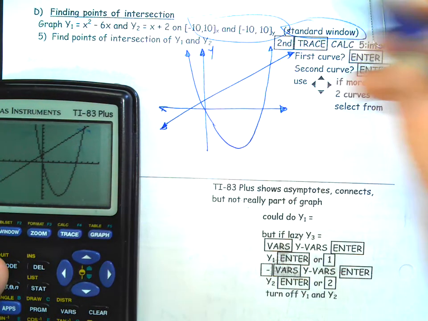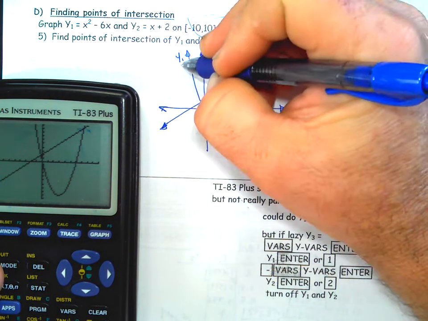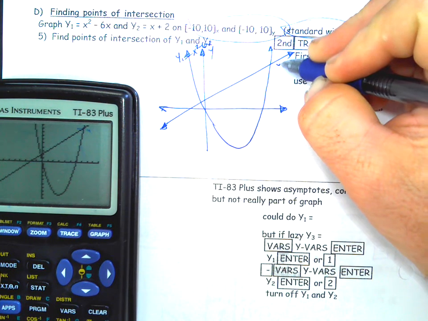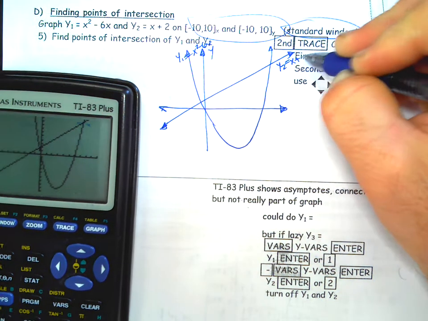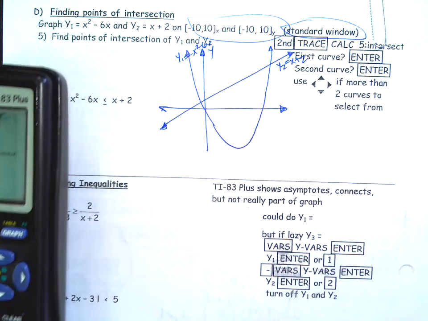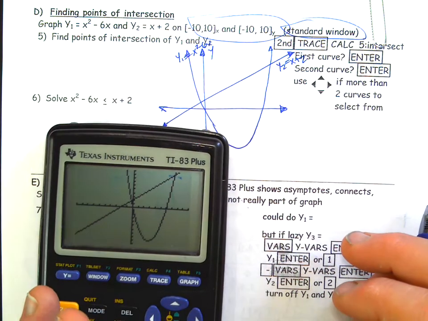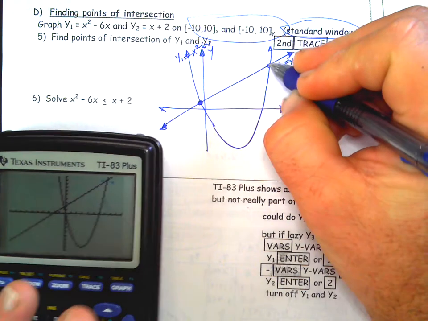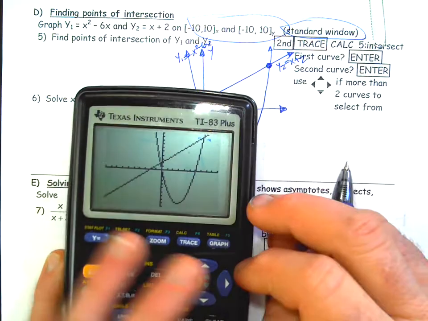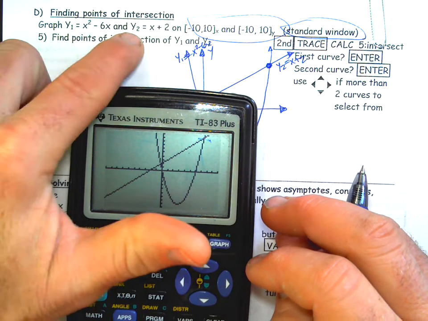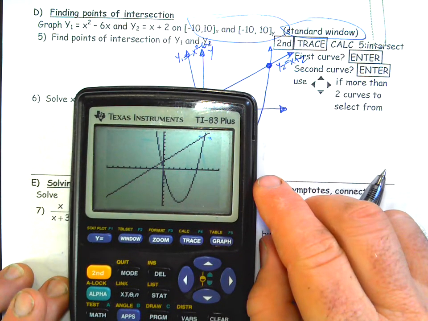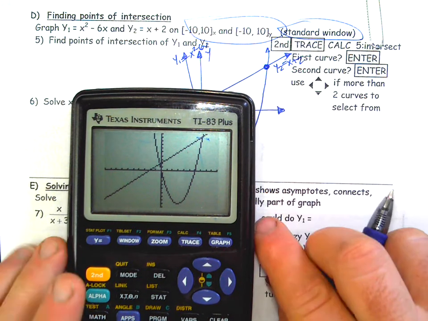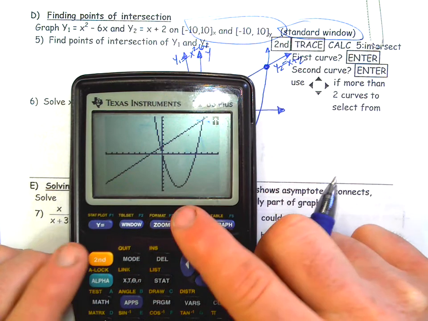So this is y1, which is x squared minus 6x. A lot of times I like to label these to make sure I keep track of which one's which. I mean, clearly this is a parabola and that's a line, but sometimes you might have two parabolas. So the intersections are right here and here. And that's an algebra problem. If you were going to solve this by hand, you'd set these equal to each other and then solve the quadratic. So the way you do it here is you second calculate and number 5, intersect.